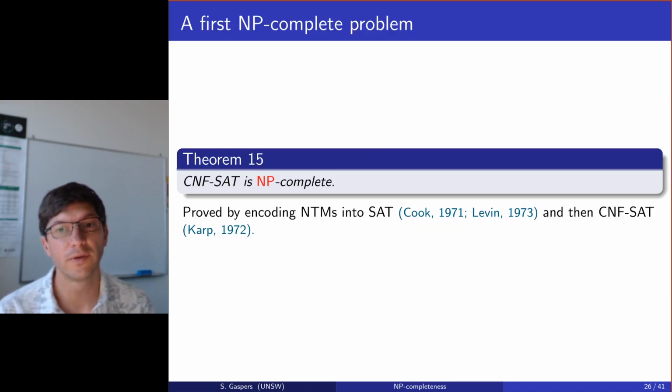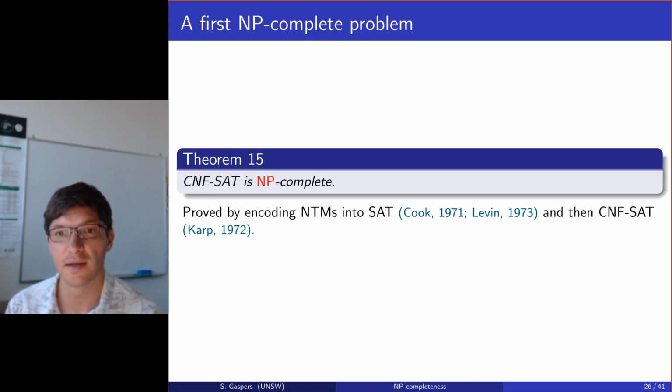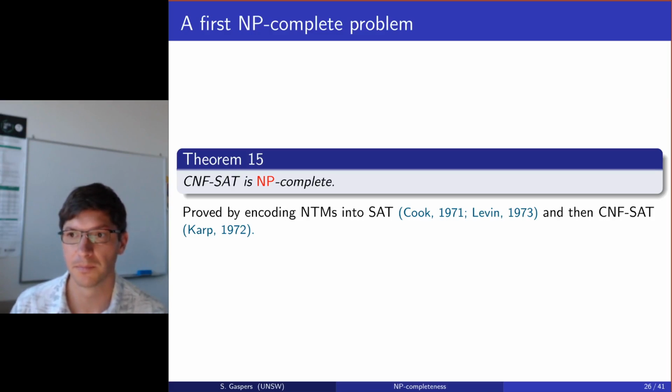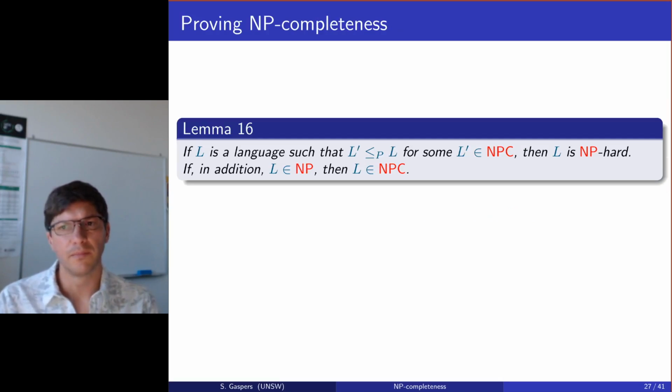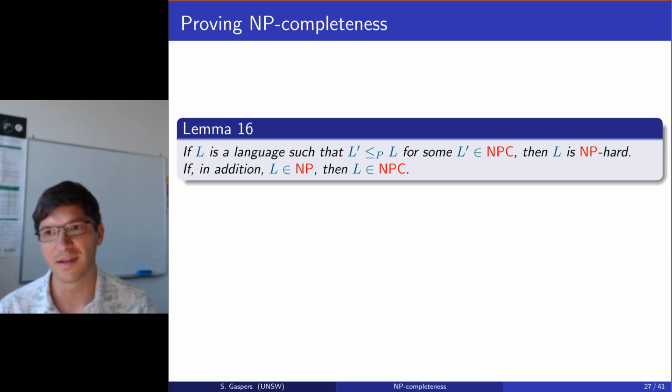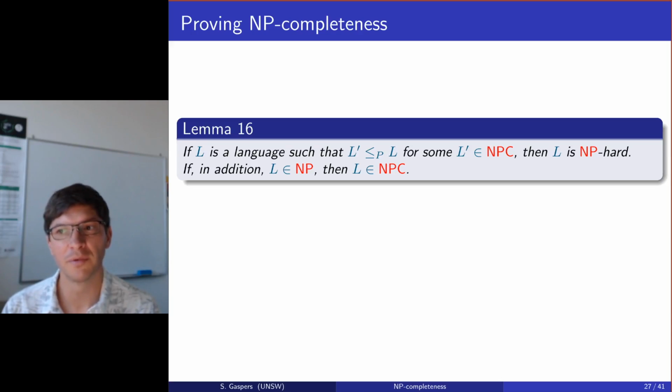Okay, one of the first NP-complete problems was CNF-SAT. This was proved in the 70s. It was proved that CNF-SAT is NP-complete, and this was done by encoding the acceptance problem for non-deterministic Turing machines into the CNF satisfiability problem. And since very smart people already gave us one problem that's NP-complete, now we can use this to prove that other problems are NP-complete.